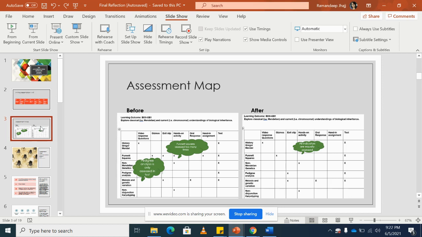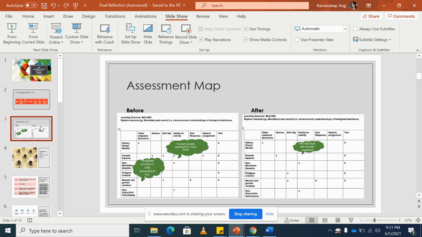for my assessment map, I have indicators from the outcomes that I would like my students to cover, which is on the left hand side of the table. Which is a history of Gregor Mendel, Punnett squares, non-Mendelian genetics, pedigree analysis, meiosis and genetic variation, non-disjunction, karyotyping.